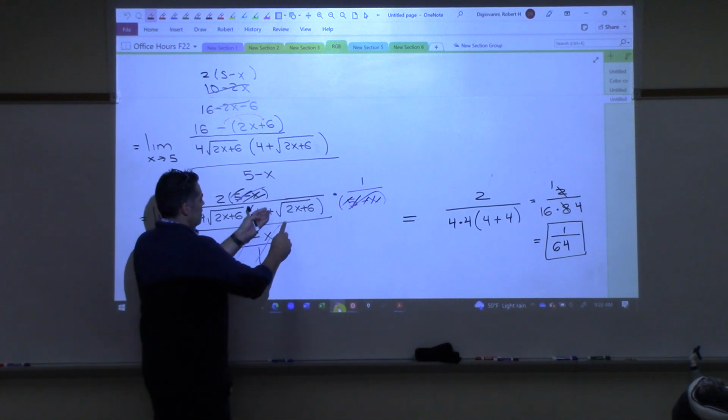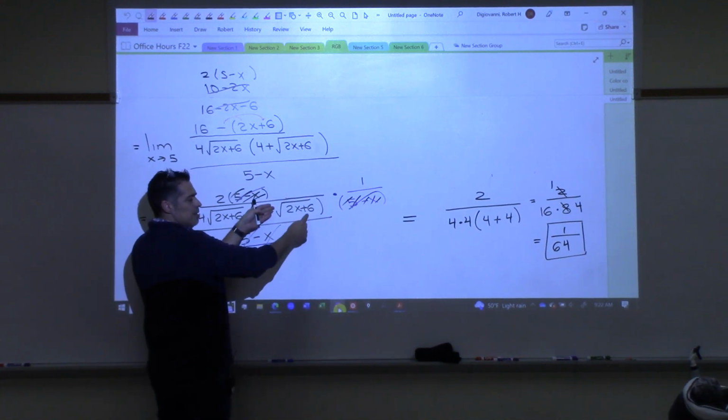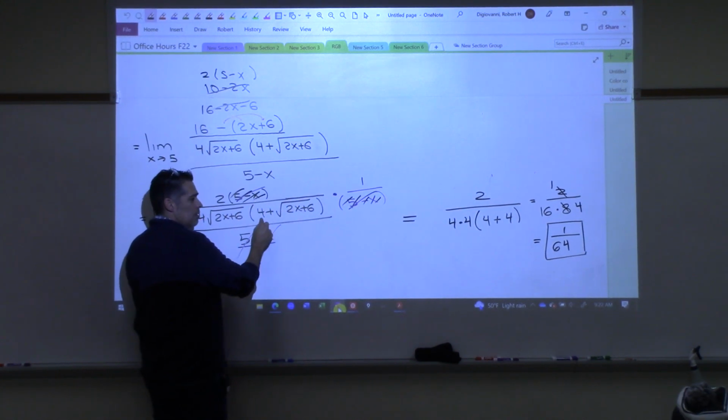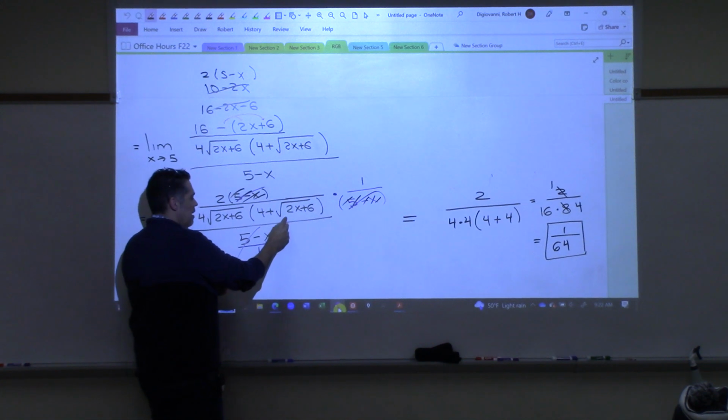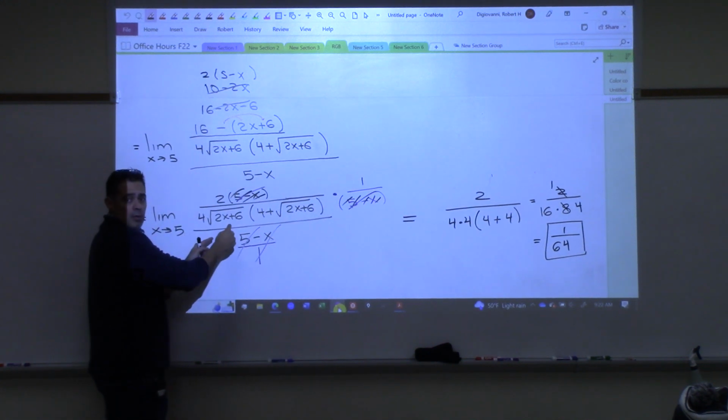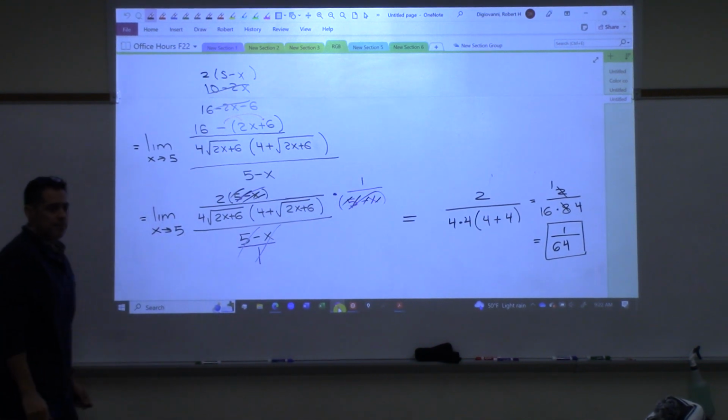Right here. Okay, this right here is 4, isn't it? Because 2 times 5 is 10, plus 6 is 16, square root of 16 is 4. So that's 4 plus 4, right? And then this one was 4 times 4. Good?